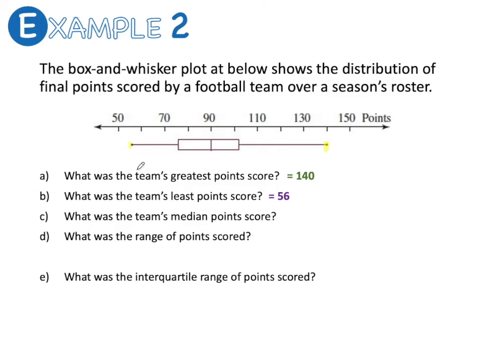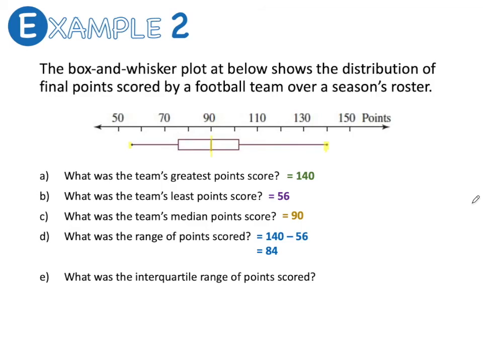So C, the team's median score, we have a look for our middle line, and that is going to be 90. So the range of points scored is going to be our largest minus our smallest values. So 140 minus 56, which is equal to 84.